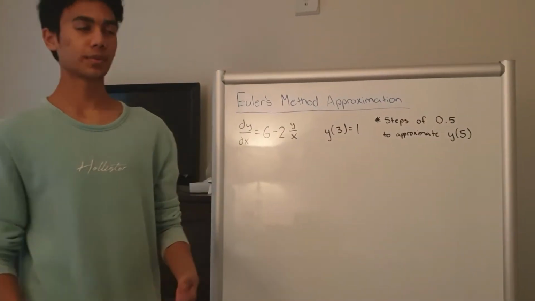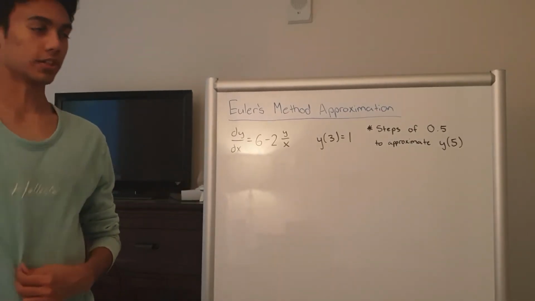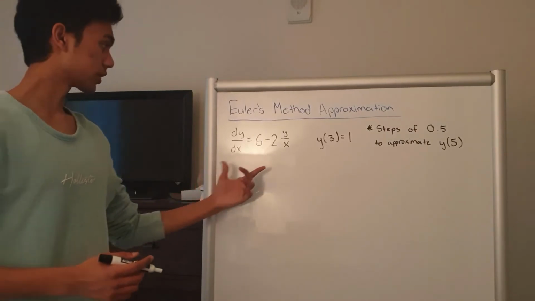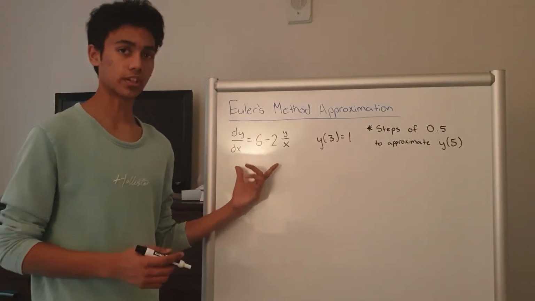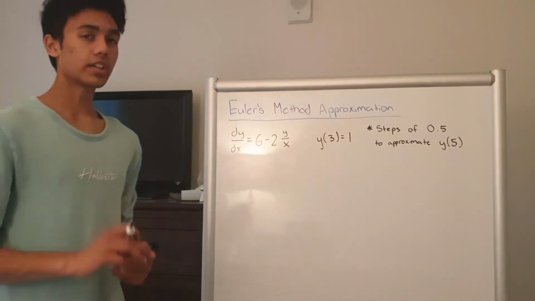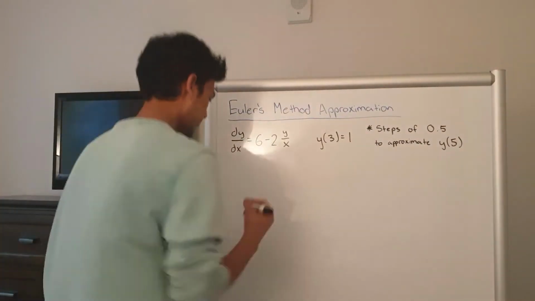What's up, guys? Today we're going to be talking about Euler's method of approximation. To help us understand this concept, we're going to be using this differential equation here with these constraints. So what is Euler's method of approximation?